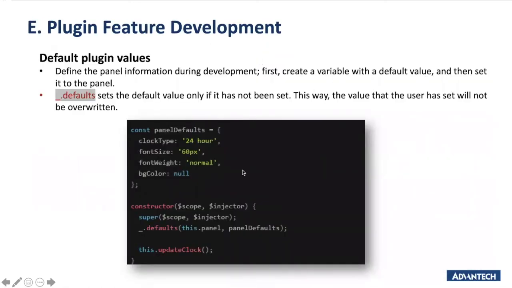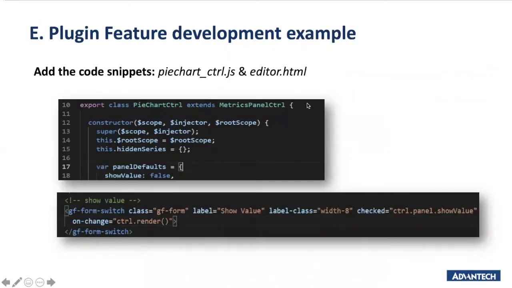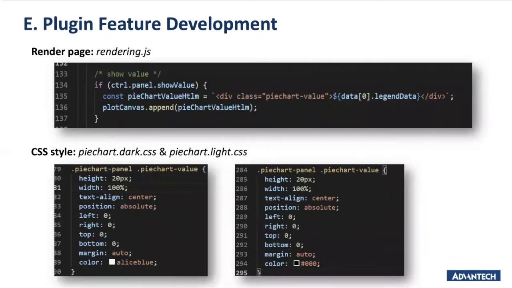And this is how we set the default values for the options. We need to add the code snippets into these files, the control and the template. And another place is in the rendering JS, which takes this show value and checks its value to see if the user requires adding the value into the graph. And also these are the style sheets for the dark and light themes.